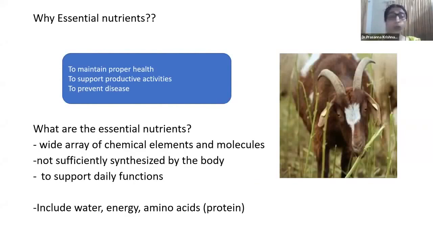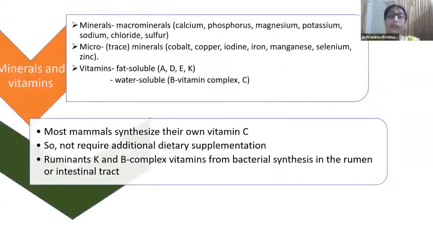They actually include water, energy, amino acids, and also certain minerals which are classified as macro minerals and micro minerals. Calcium, phosphorus, magnesium, potassium, sodium, chloride, and sulfur, we call macro elements or macro minerals. And there are certain trace minerals like copper, cobalt, iodine, iron, manganese, selenium, zinc, etc. And also the vitamins are very important. There are fat soluble as well as water soluble vitamins.